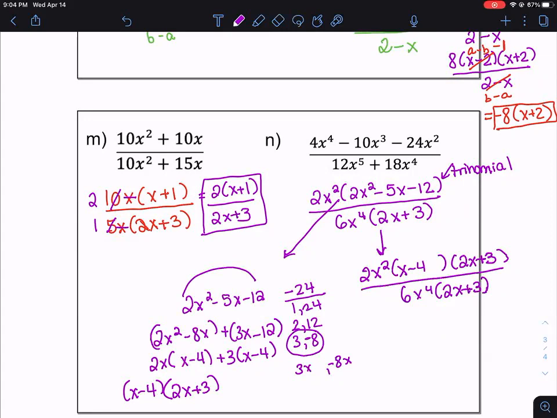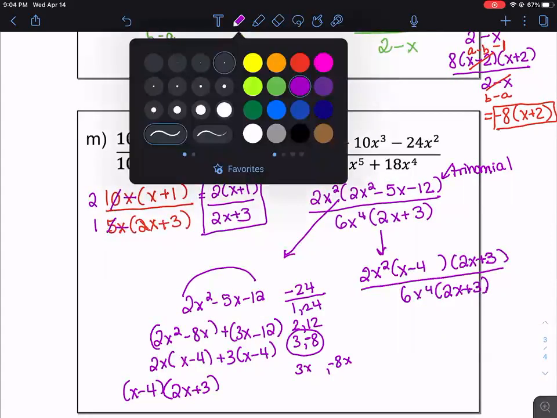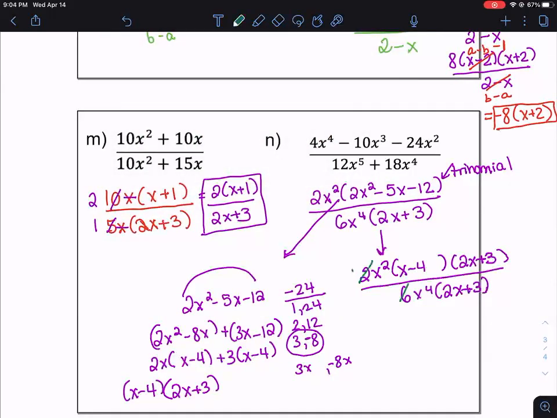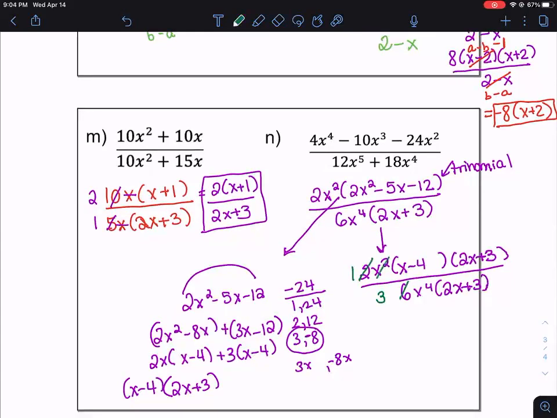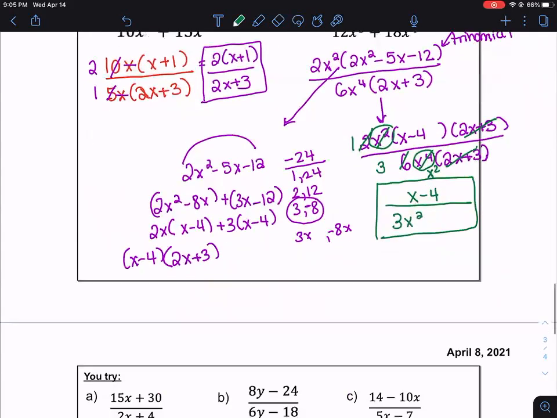Okay, so the 2 and the 6 are monomials. They can reduce to 1/3. Okay, reducing fractions. The x squared and the x to the 4th will reduce to an x squared on the bottom. The 2x plus 3s will reduce. And in the numerator, we are left with x minus 4 over 3 times x squared. This x to the 2nd and this x to the 4th, again, reduce to an x squared on the bottom.